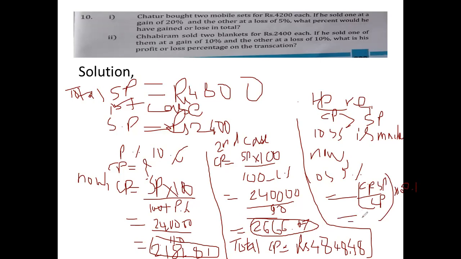If you subtract this, you will get 48.48. Then 48.48 into 100, divided by 4,800. Then you will get the answer 1.01%. This will be the loss percentage. Okay, children. This is the loss percentage.